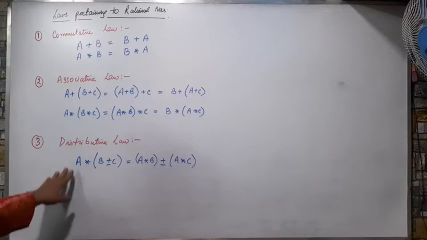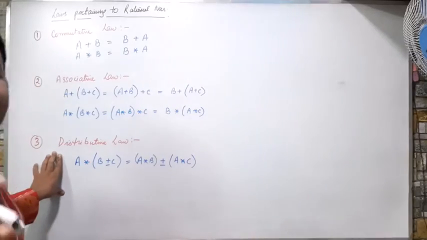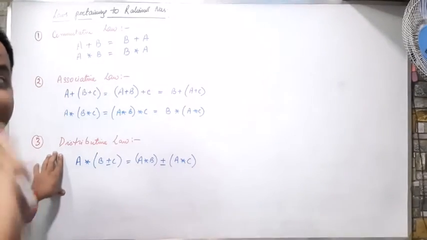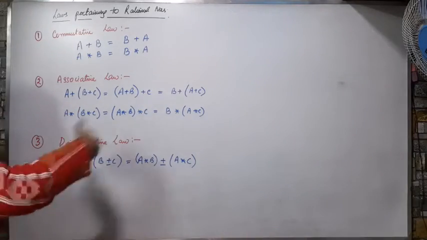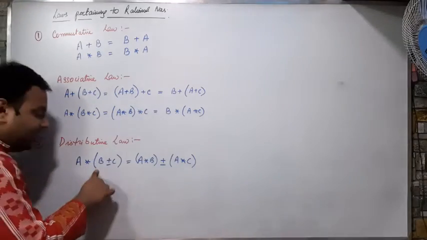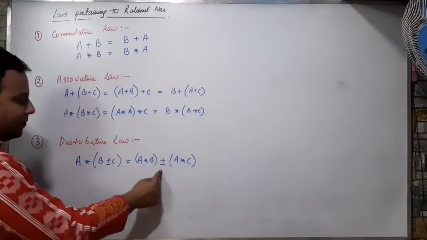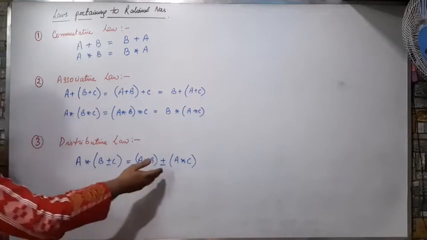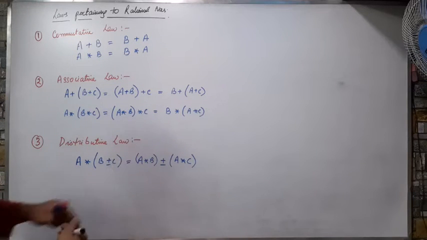The distributive law is applicable only for multiplication. This multiplication will be distributed equally to b and c. So what will I get? I will get a into b plus or minus a into c. Means there may be plus also, there may be minus also. I will give an example of this.